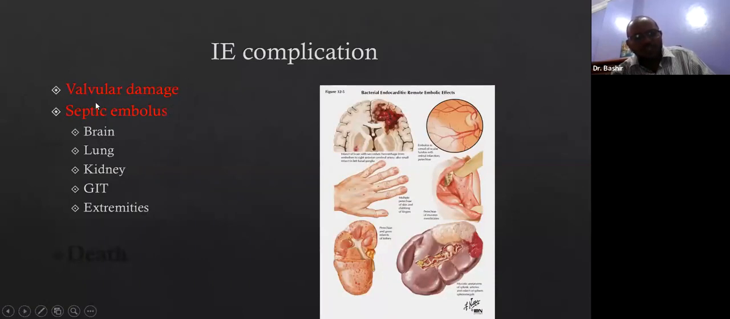Complications of infective endocarditis: valvular damage, septic embolism to the brain, lung, kidney, GI tract, and extremities, and even death if it is not recognized and treated properly.